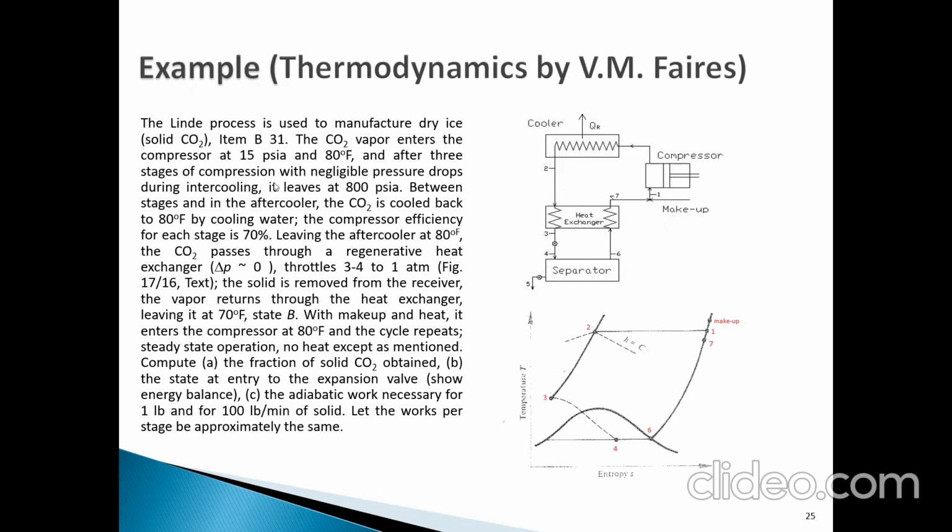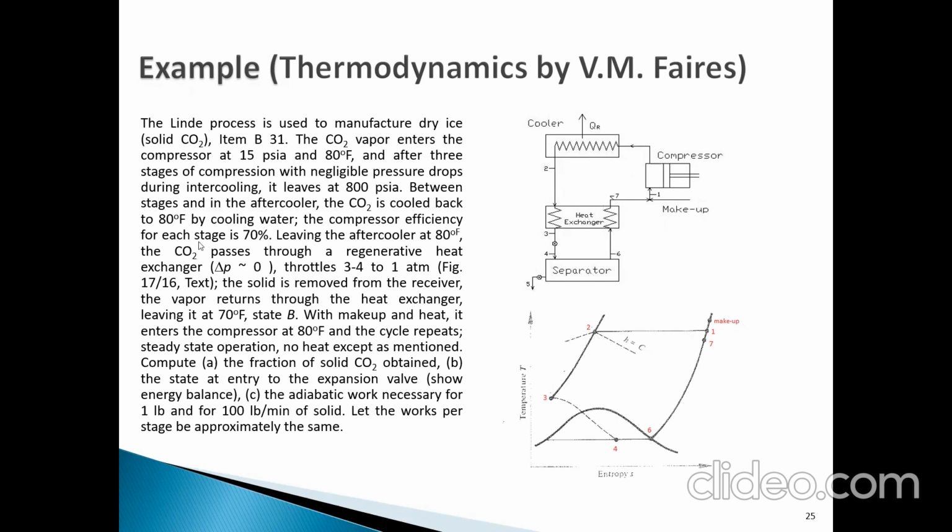3-stage compression with negligible pressure drop during intercooling. It leaves at 800 psi. Between the stages and in the aftercooler, the CO2 is cooled back to 80 Fahrenheit. So, yung system na yan, 1 to 2, bumalik sa ating temperature. So, considered as constant temperature. Pero may sarili siyang process dito na may makukuha kang work. Andyan, mamaya.